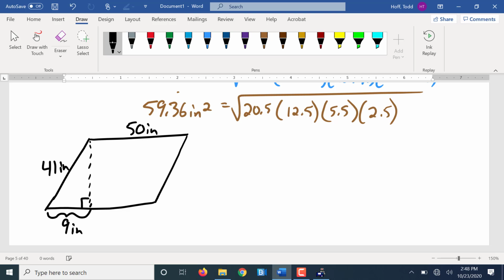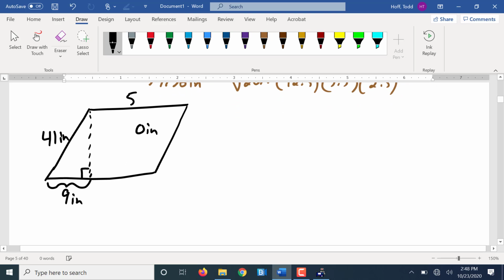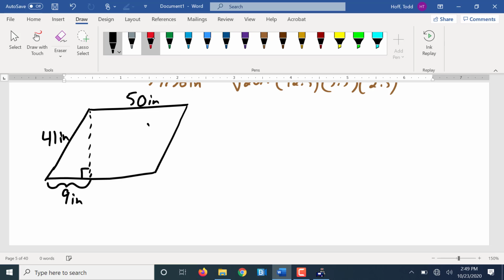Okay, so something like this parallelogram. We're given that this is a right triangle here. So to find this height here, we can use the properties of a right triangle. We're just going to call this A and B, and of course, the 41 would be the hypotenuse.